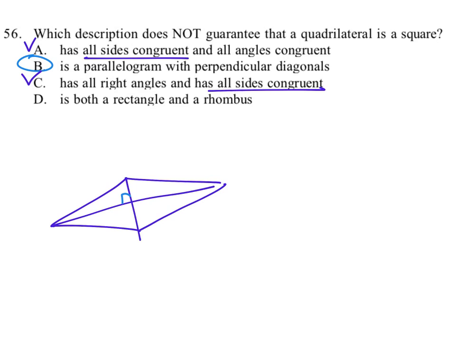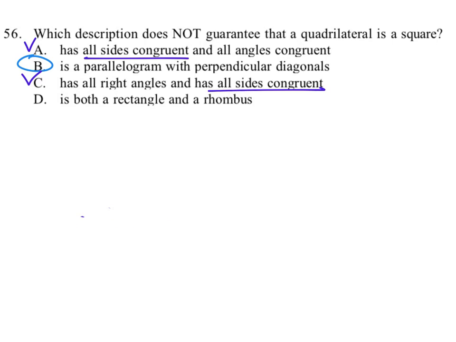And is both a rectangle and a rhombus? Yeah, you have actually a flow chart on your theorems page, and that flow chart shows you that this part, well, and here's how it breaks down. This part is essentially saying it's got the all sides congruent part, and this part is saying all angles congruent part. So all three of the answers where that does actually guarantee that it's a square are saying the same thing: sides congruent, angles congruent.